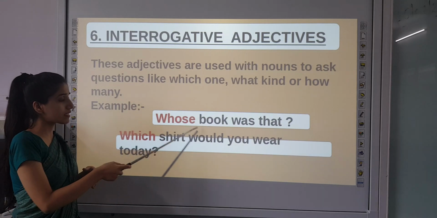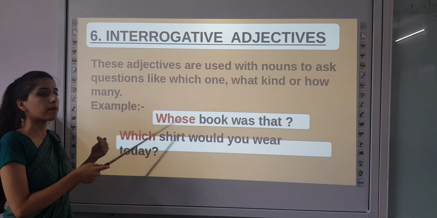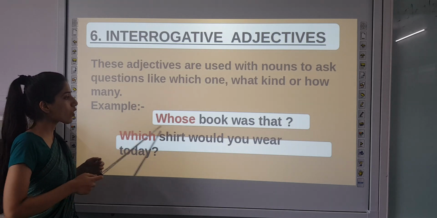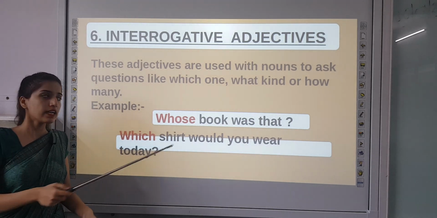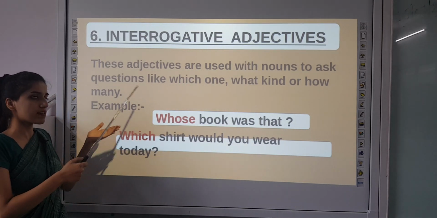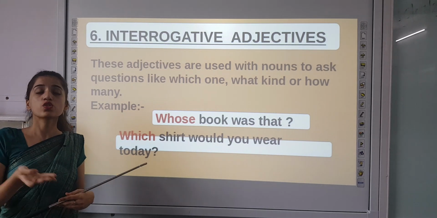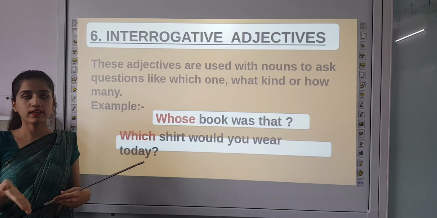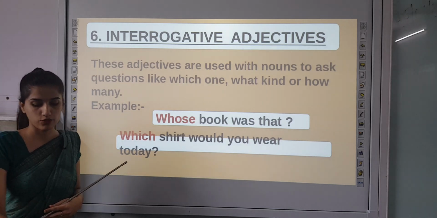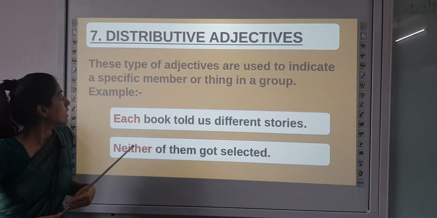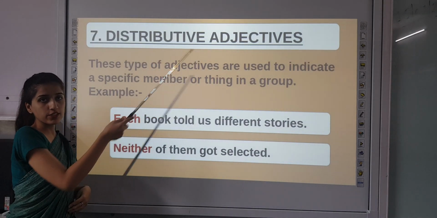If it comes before the noun that we are placing it with. So here I am talking about that book, whose book was that. So WH words come in this category, like whose, what, which, when. These are interrogative adjectives. The last is distributive adjectives.